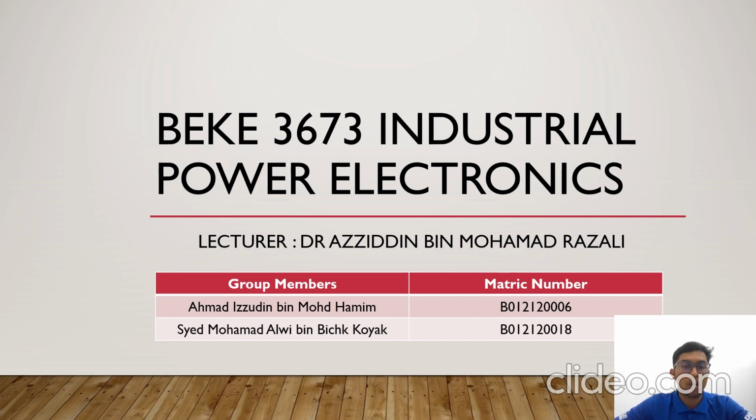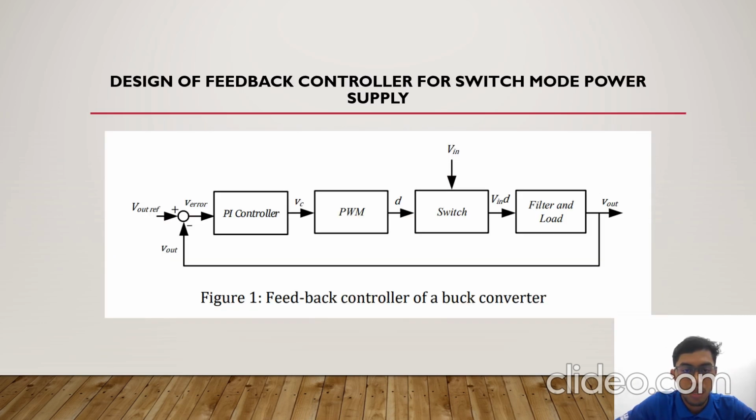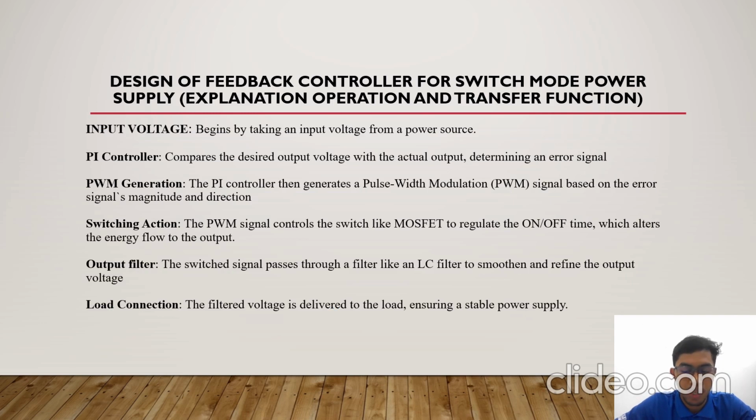So in this part, I will be presenting about the buck converter for the assignment in industrial power electronics. Moving on to the next slide, we were assigned to design a feedback controller for a switch mode power supply. We were given the feedback controller of a buck converter that consists of a PI controller, PWM, switch, filter and load. We were assigned to explain the operation and find the transfer function.